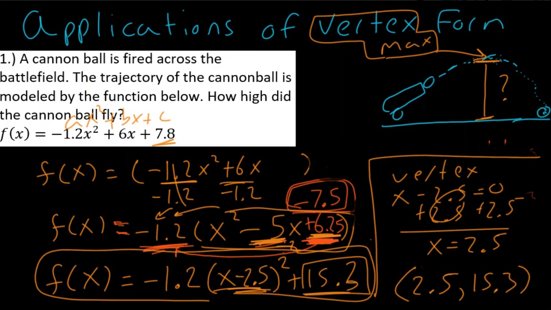And you want to ask yourself, okay, well, if that's where my vertex is at, it's at 2.5, comma, 15.3. Which one of those numbers tells you how high the cannonball went? And that number is always going to be your y value, because your y value is the height. So we can say this cannonball shot up a height of 15.3 feet. All right? Perfect. Okay, I hope that this helps, and I know that this can be a little bit difficult.